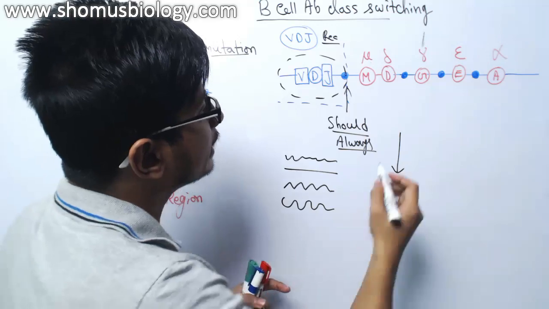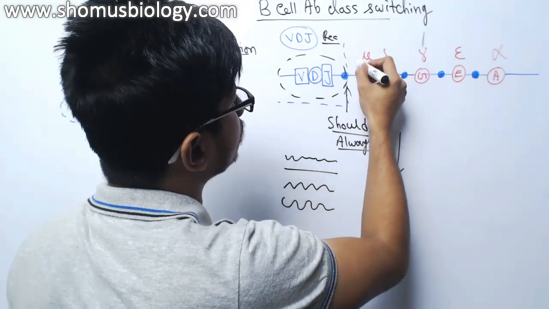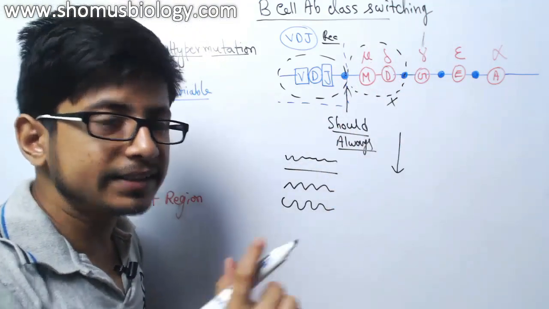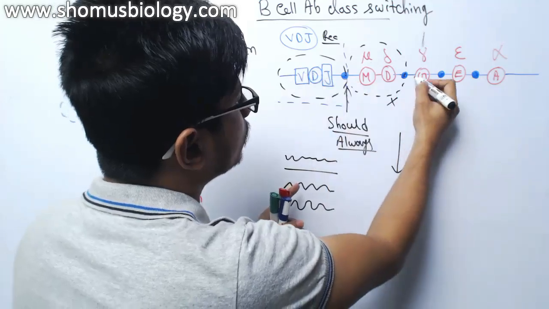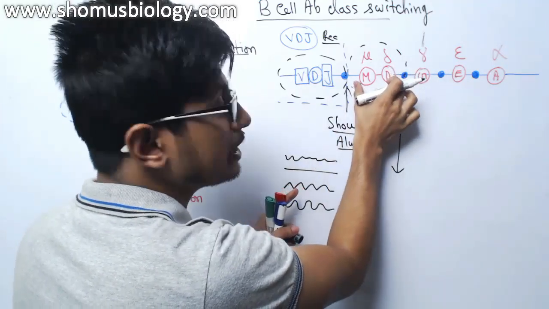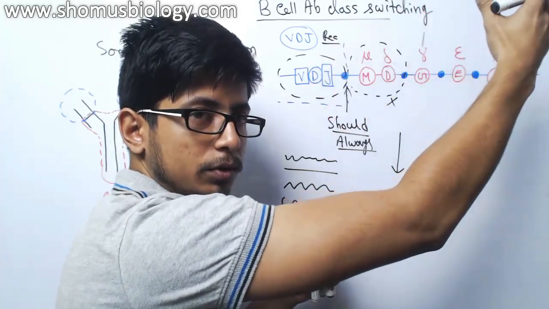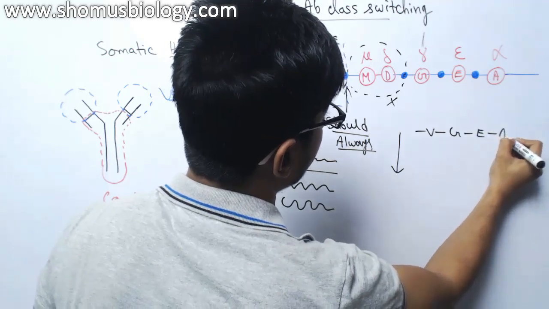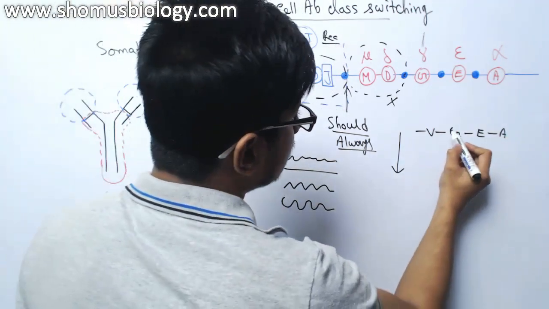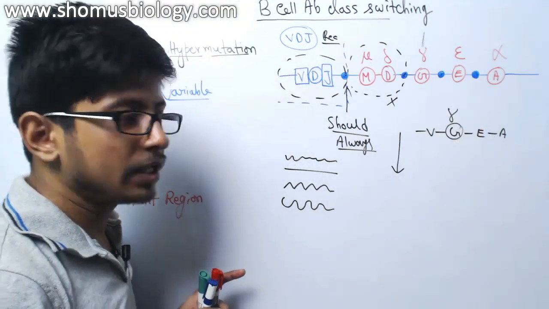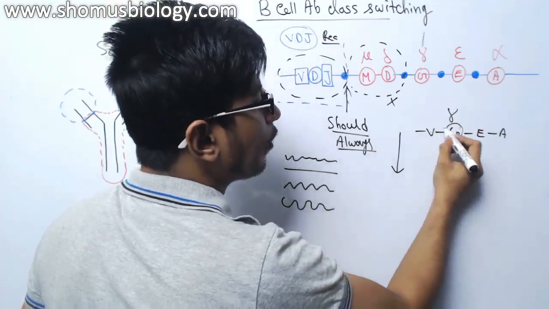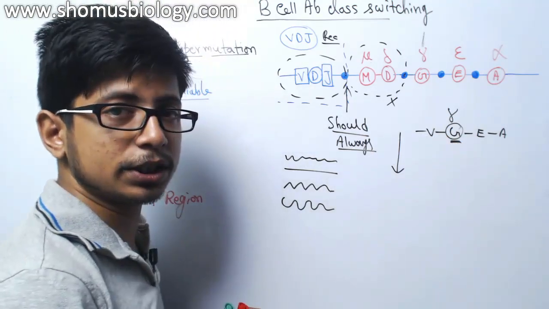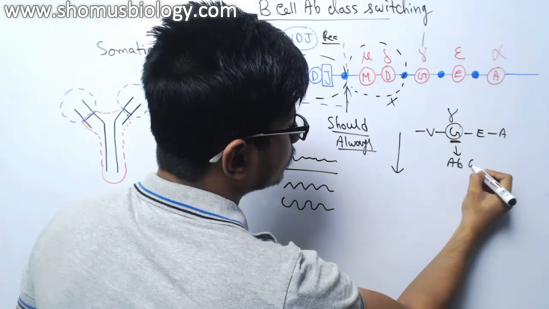antibody. Now if there is a recombination here, let's say this area is cut out and then they join this variable region directly with this G region here, this fragment is deleted, cut out. So what we have? We have a variable region, then we have G, E, A. And this G is known as a gamma region. Now the region which is present right after the variable region, the antibody is named after that.